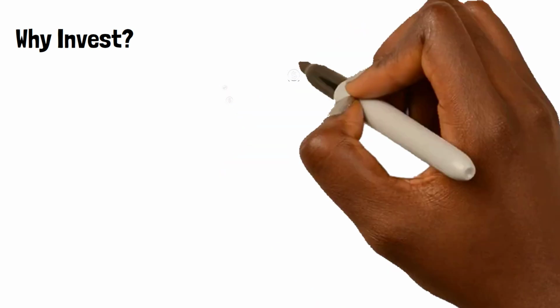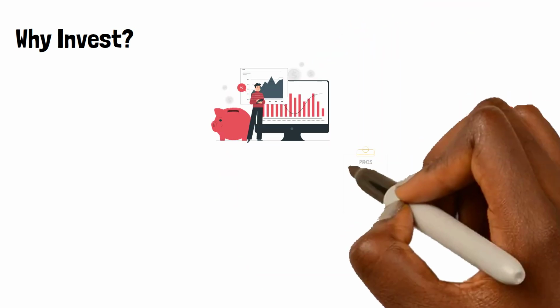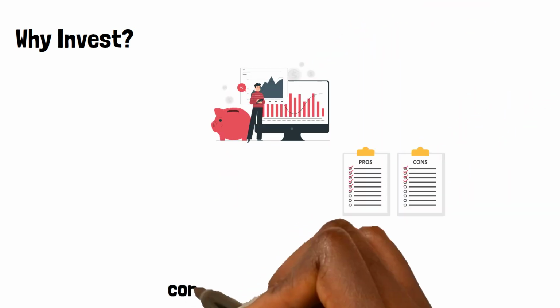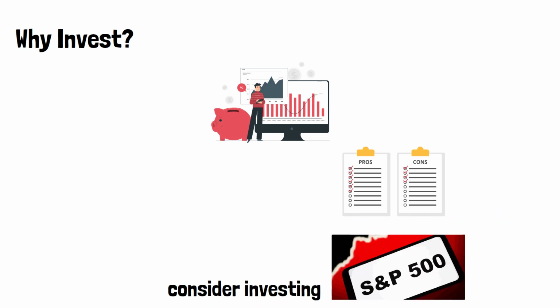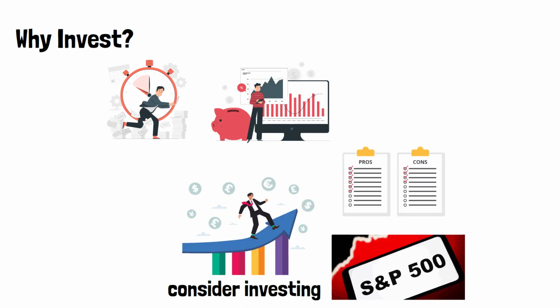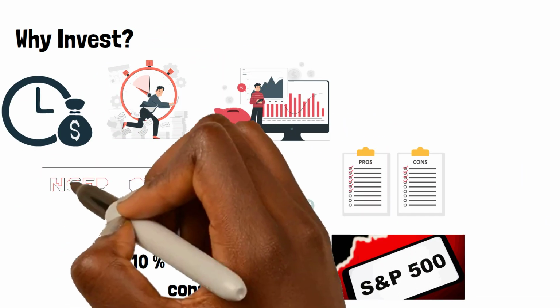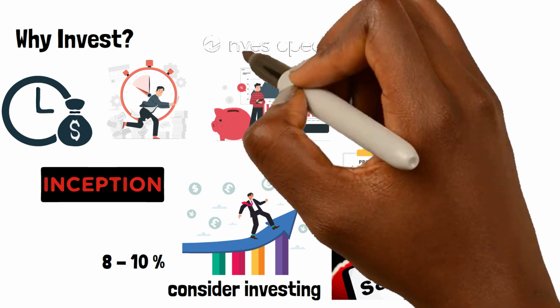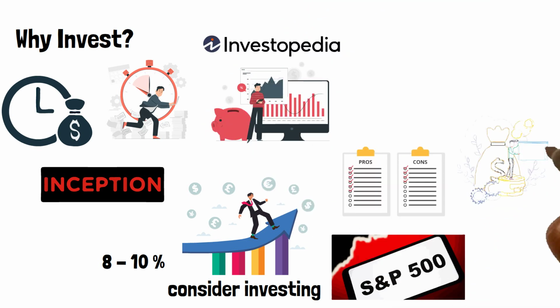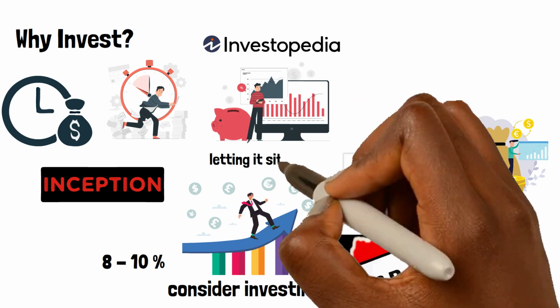Why invest? Before you run off to create a brokerage account, ask yourself, what are the pros and cons? Why should you even consider investing in the S&P 500? The S&P 500 has proven time and time again to be a profitable strategy for long-term investments. It has historically averaged around 8 to 10% since its inception, according to Investopedia. Imagine making 10% on your money without doing anything but letting it sit there.